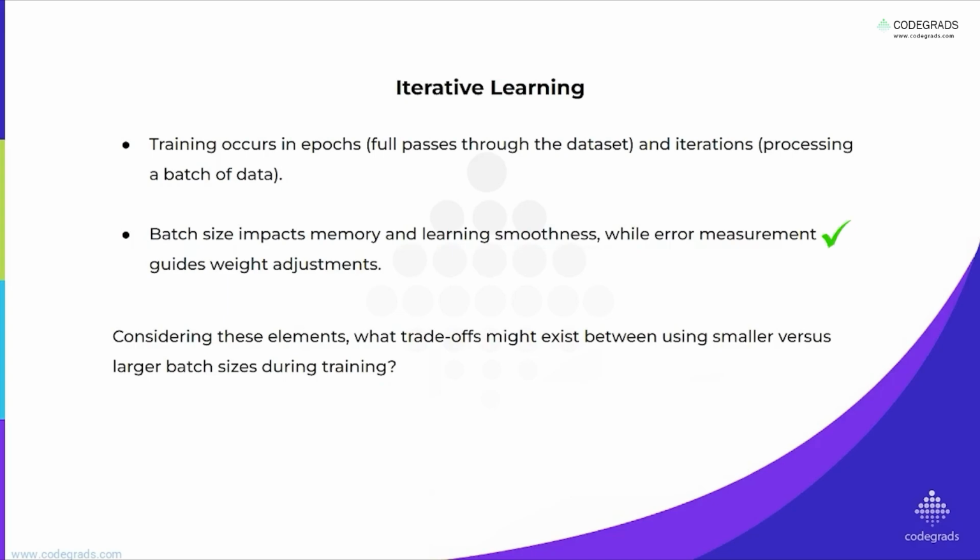Now, batch size impacts the memory and learning smoothness, while error measurement guides the adjustment. Whenever we pass the input in one go, that is gradient descent, and at that point we face a learning rate issue, and also if the data set is too big, we are not getting a good result. So we use batch size to divide the data, create batches, and then feed the data to the model. So batch size is really helpful when our data set is very big.